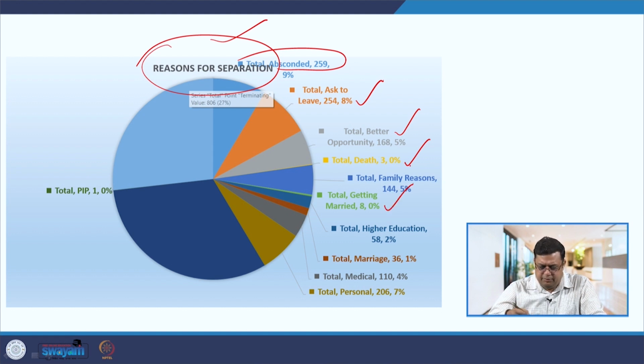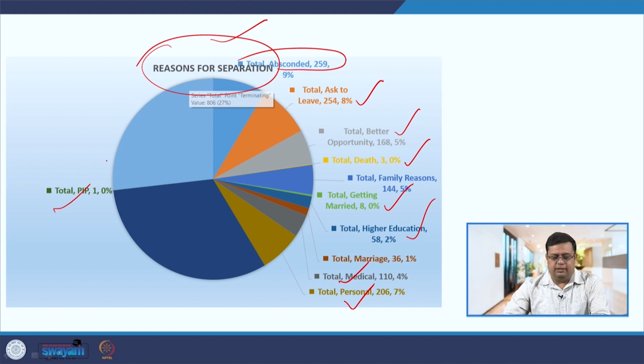Total getting married, because of the marriage 8 people have left. Higher education 58, total medical 110, total personal 206, PIP 1. So that is how you can see the reason for the separation. So why people have left the job.